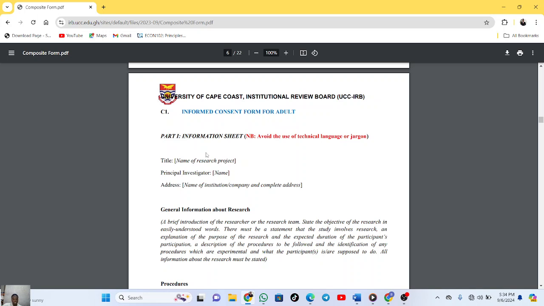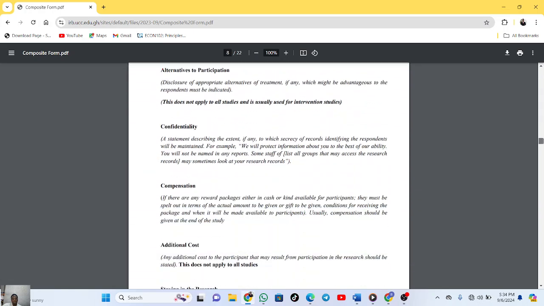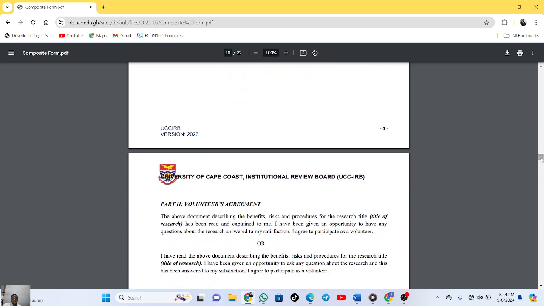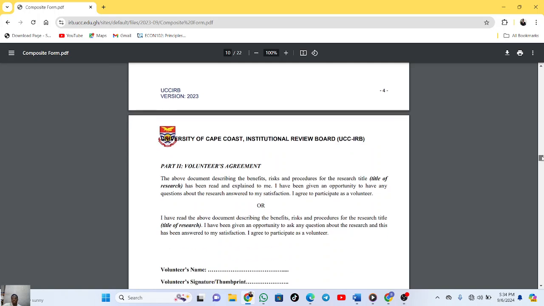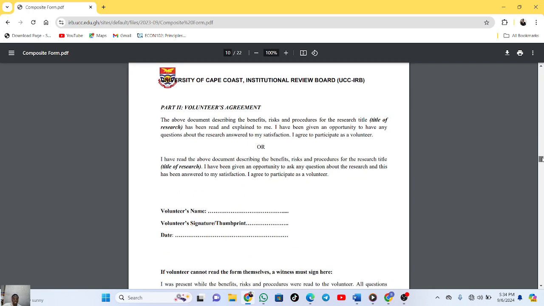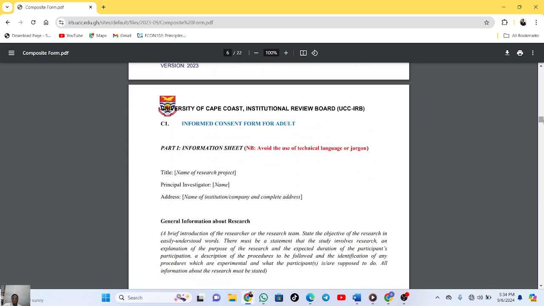You have to provide the instructions. So under the informed consent for adult, it is in 2 parts. Part one is the information sheet, and then part two is voluntary agreement. So over here, it is for the participant to feel that I have agreed to take part in your study. So let's look at the requirements under part one of the informed consent for adults.